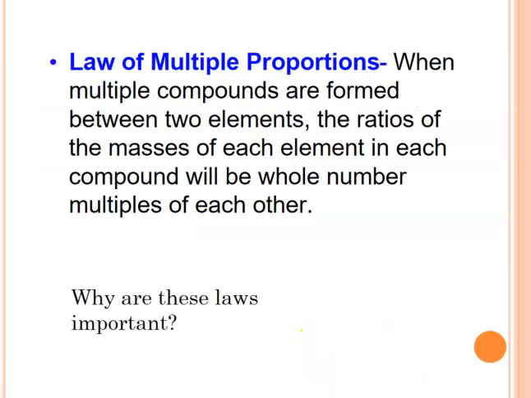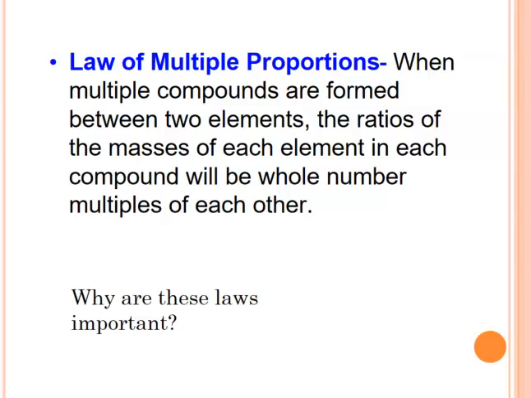There's another important law here. It's the law of multiple proportions. This one's a little weird. So I'm going to tell you some numbers, and write them down if you have to, to let this sink in. What it says is when multiple compounds are formed between two elements, the ratios of the masses of each element in each compound will be whole number multiples of each other. Okay, what in the world does that mean?